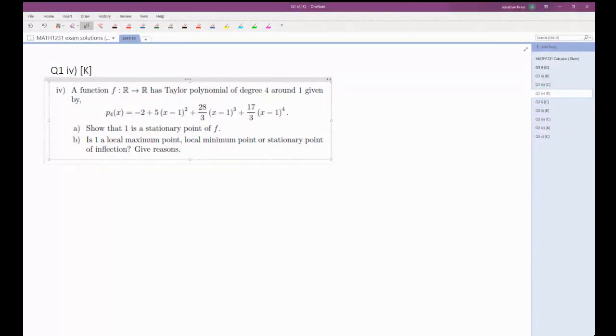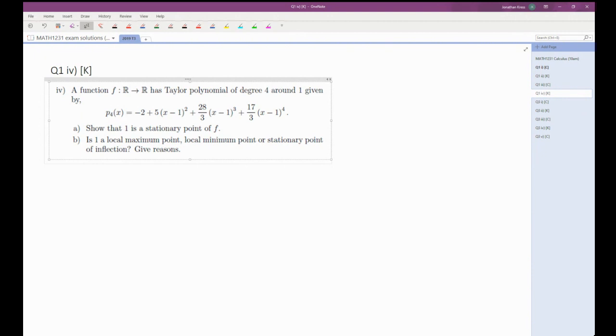So the next one is actually one that is in the sample test, I think, on Maple TA for the exam. There was a bug in it when it was first released, but it should be fixed now, I think. So we have a function from R to R. So this is a real function defined on the whole real line, and it gives real output. And we're told that the Taylor polynomial of degree 4 around the point 1, so that's why it's a Taylor polynomial in x minus 1, is shown there.